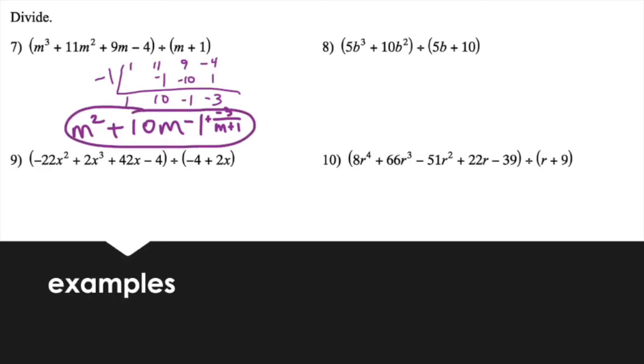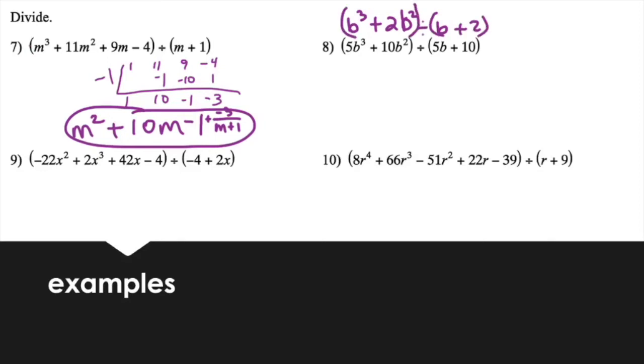Let's do number 8. Number 8's really cool because we're going to actually be able to make this smaller. I want you to notice every one of those we can divide by something. And if you're able to do that, you must. We can divide everything by 5. If I divide everything by 5, this will just be b to the 3rd. This one will be 2b to the 2nd. This one will just be b. And this one will be plus 2.